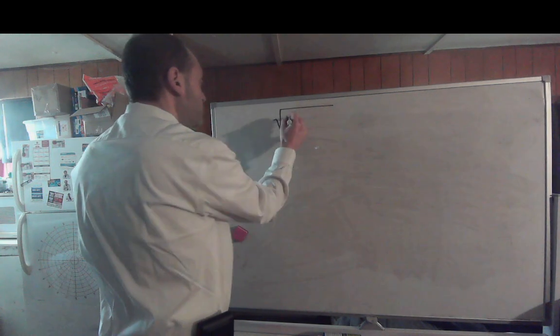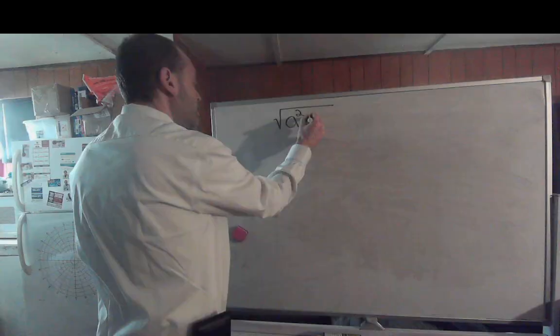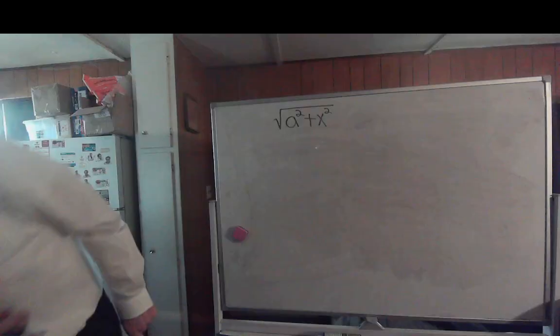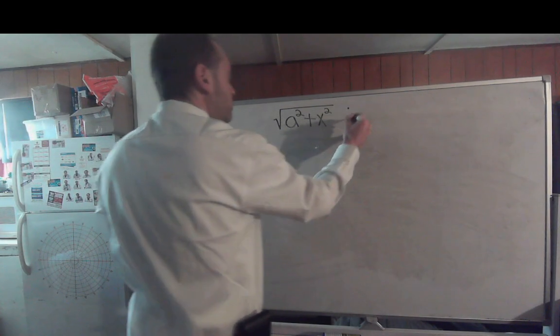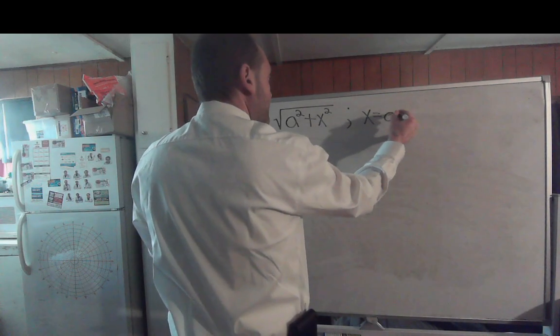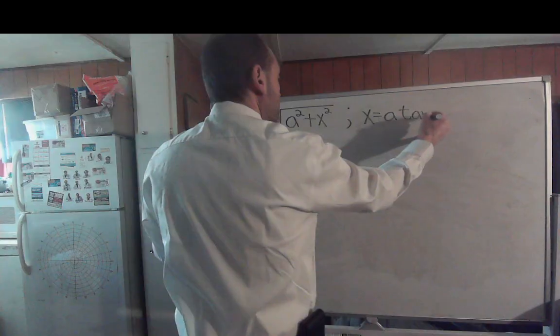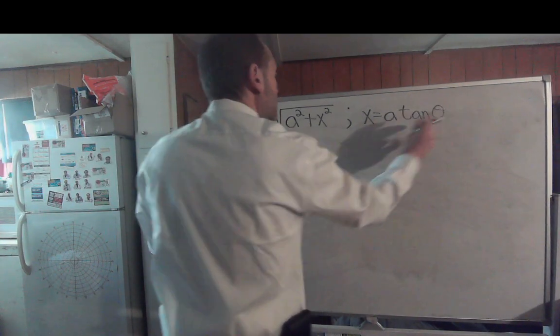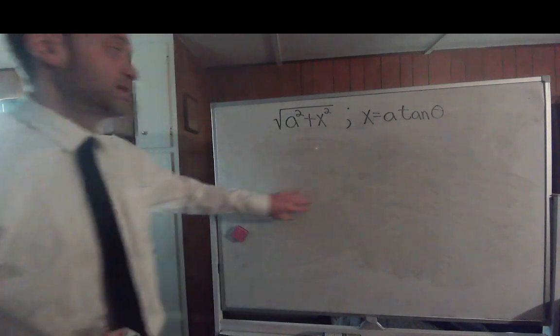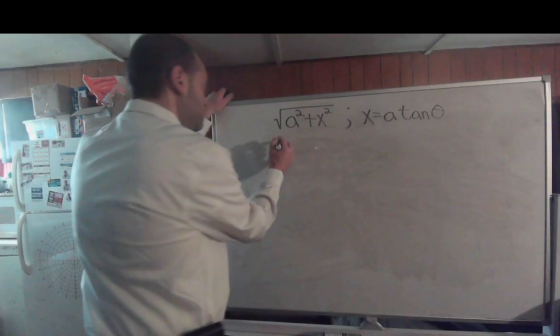We have the square root of a squared plus x squared. Now, you're going to want to substitute in for x. You're going to want to make that a tangent of theta. X would end up being a times the tangent of theta. So let's substitute that in.